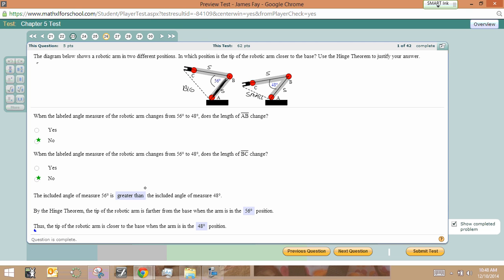That's obvious. By the hinge theorem, which we talked about as also being the side angle side theorem, the robotic arm is farther from the base when the arm is at the 56 degree position. Thus, the tip of the robotic arm is closer to the base when the arm is at the 48 degree position.